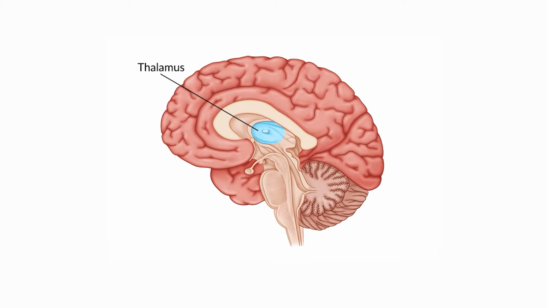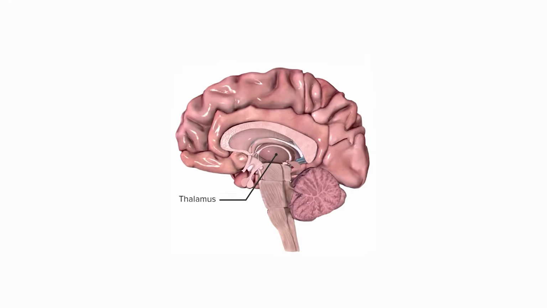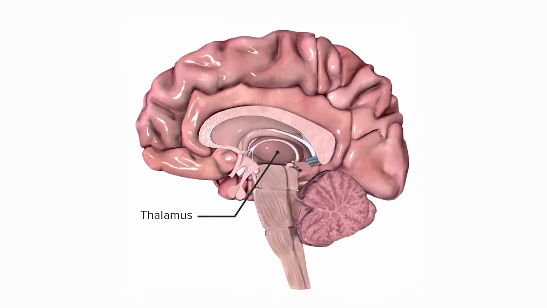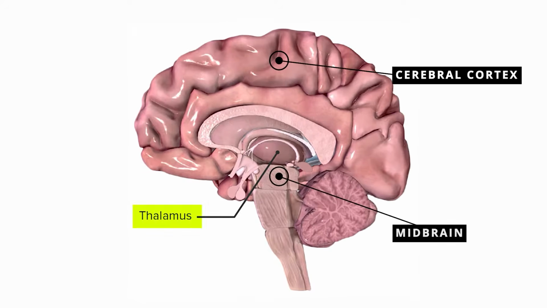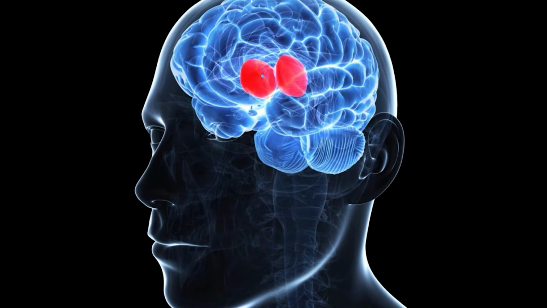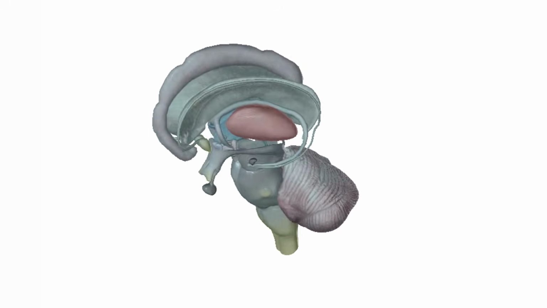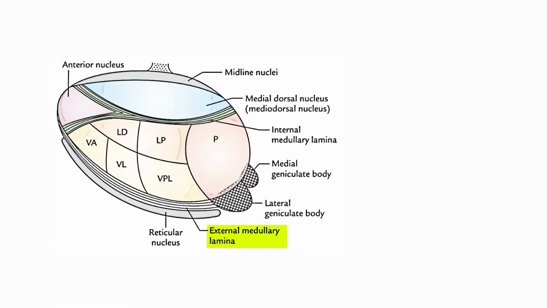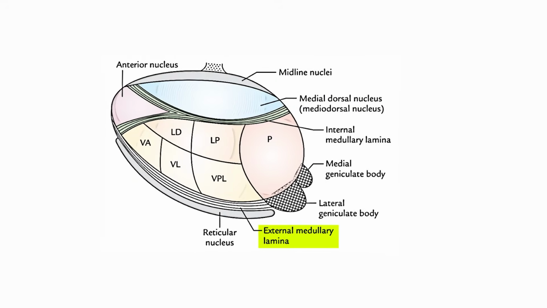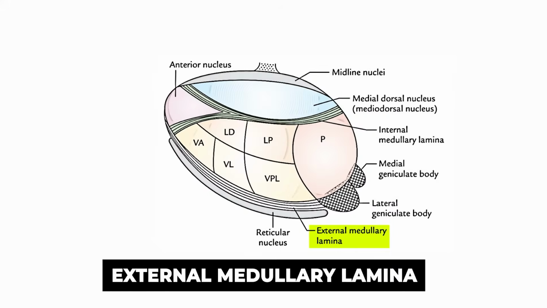The thalamus is located in the center of the brain, just above the brainstem, and is nestled between the cerebral cortex and the midbrain. Each hemisphere of the brain contains a thalamus. It is composed of two symmetrical egg-shaped masses of gray matter, and these are surrounded by a thin layer of white matter called the external medullary lamina.